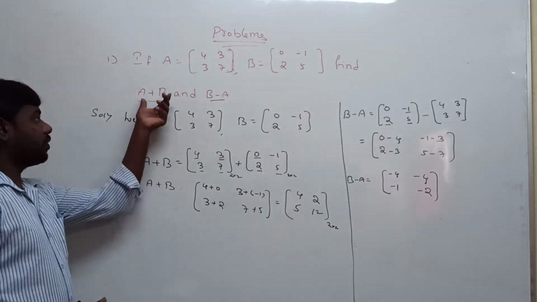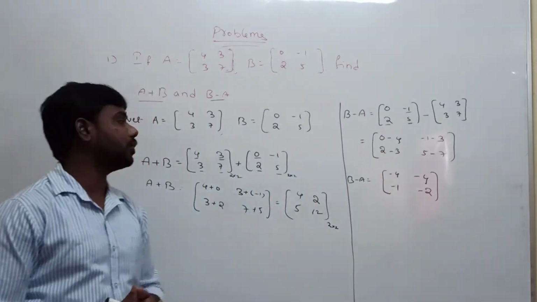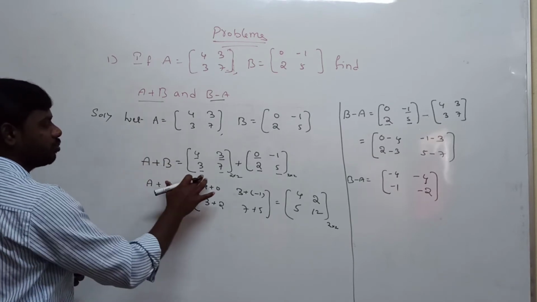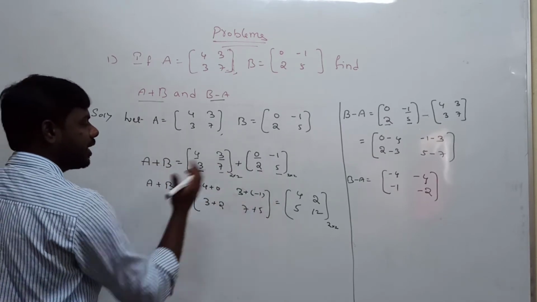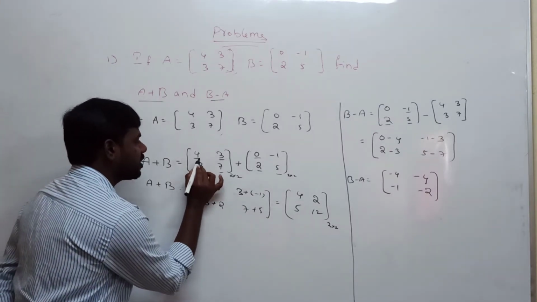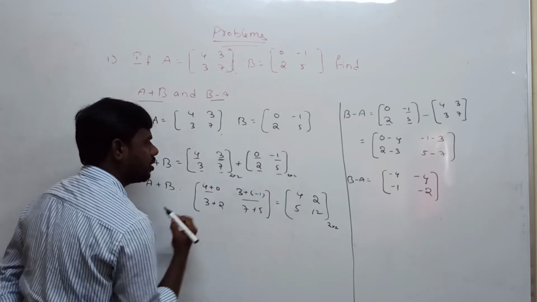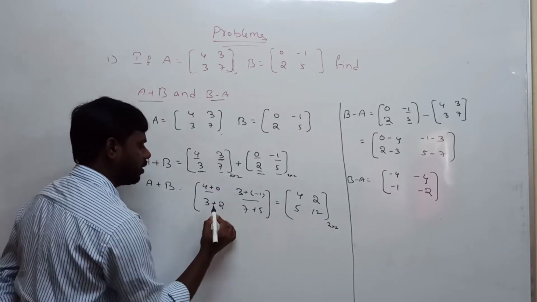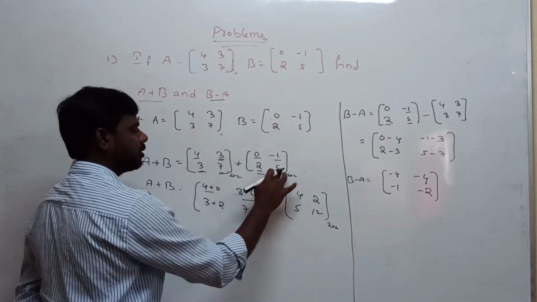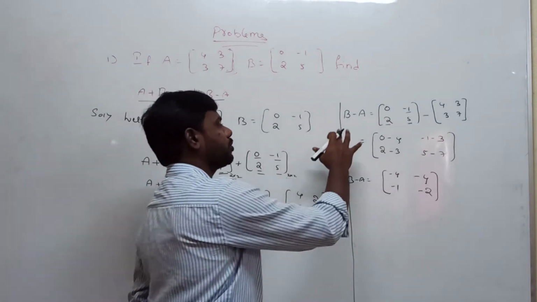How to get the sum of two matrices and how to subtract two matrices, I think everyone understood. For the sum, we substitute the A matrix and B matrix, and then add the corresponding elements: first element plus first element, second plus second, third plus third, fourth plus fourth. This is the sum of the two matrices. Subtracting is the same.